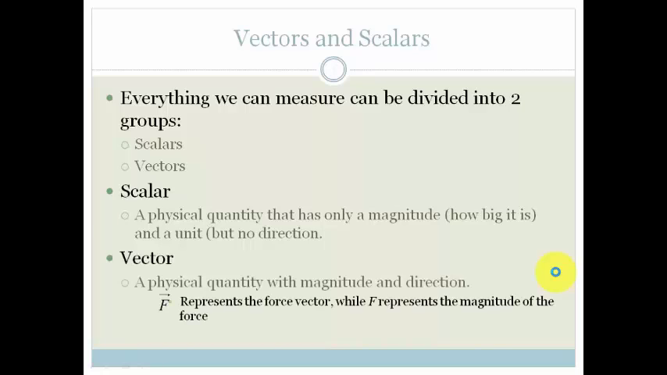Whereas a vector is a physical quantity that has got magnitude and direction. You can see that there's this F with a little arrow at the top, which represents the force vector, where F represents the magnitude of the force. Now we don't really use that so much anymore, but if you see it, then that's what that means.